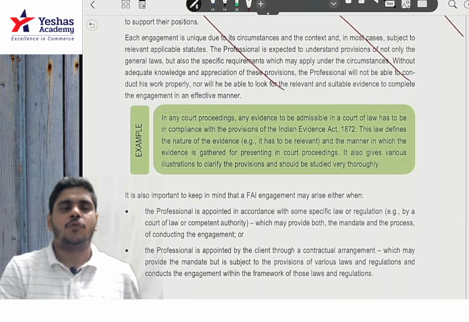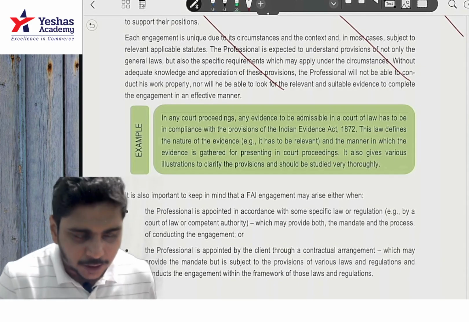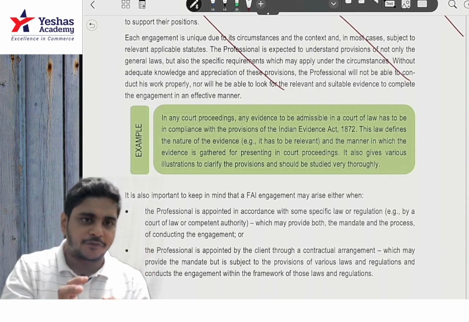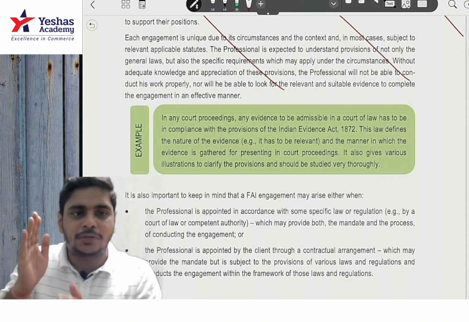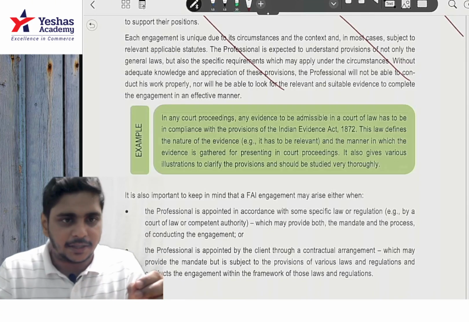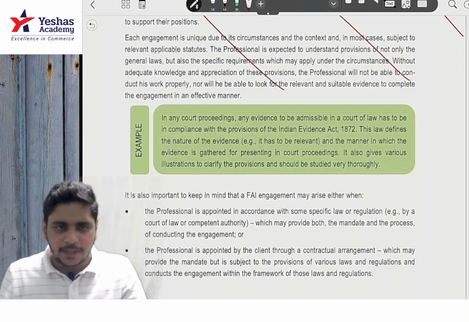Now, see, whatever you go and collect will be your evidence, but will that evidence be admissible in the court? Because here somebody has done a fraud, and you need to prove that that same person has done the fraud, so that the authorities will hold him guilty, and there will be a punishment. The punishment could be in terms of a fine, or it could be in terms of imprisonment.